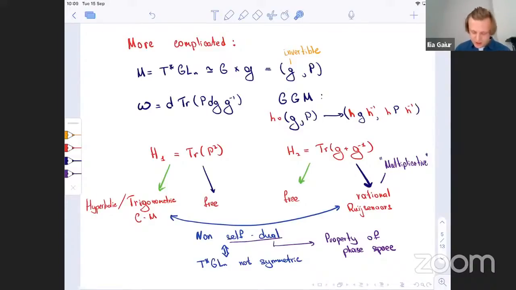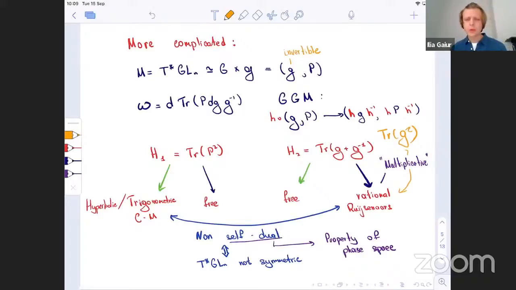This is because our phase space is not symmetric anymore. And we may say that this duality is not a property of the systems, but is a property of the phase space generally. So, well, you may say that this Hamiltonian is not the same as this one. Okay, we could take the trace of G squared. We will obtain also kind of Ruijsenaars system, but we will have to do some additional canonical transformations to get to this system.